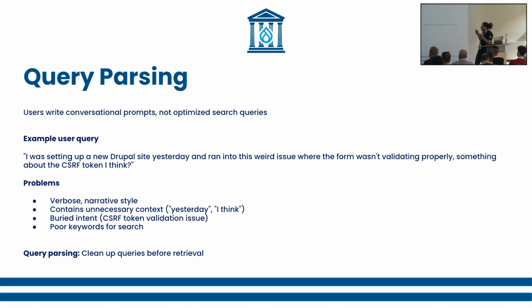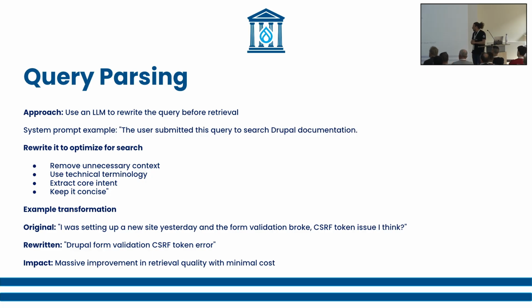So what we can do, we are going to clean up. We're going to ask the LLM to rewrite the query. So we are going to pass the query that we have, and we're going to say to the LLM, the user submitted this query to search Drupal documentation. Rewrite it to optimize it for search. So remove unnecessary context, use technical terminology, extract the content intent, and keep it concise.